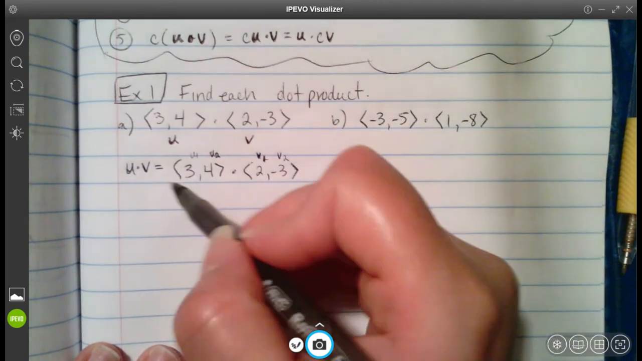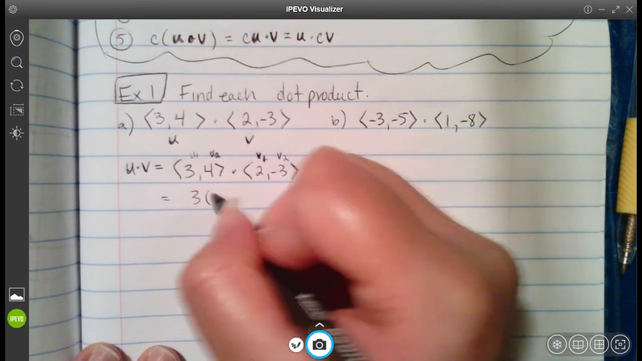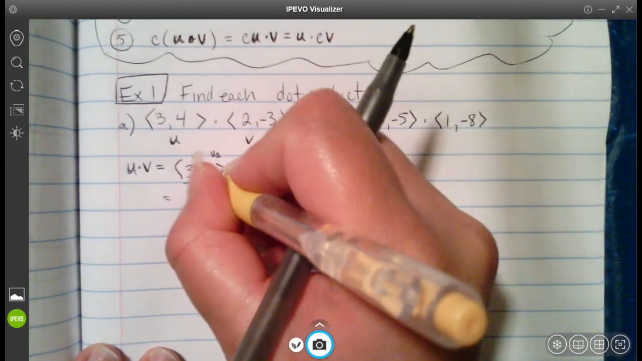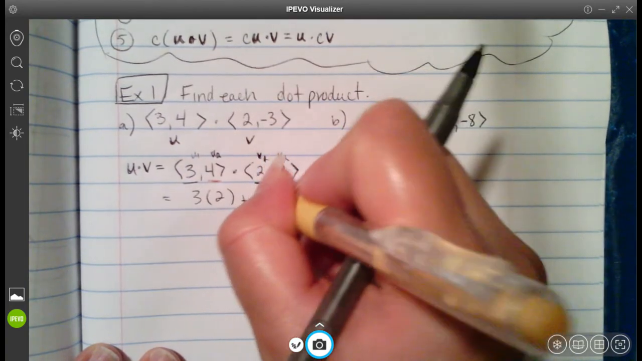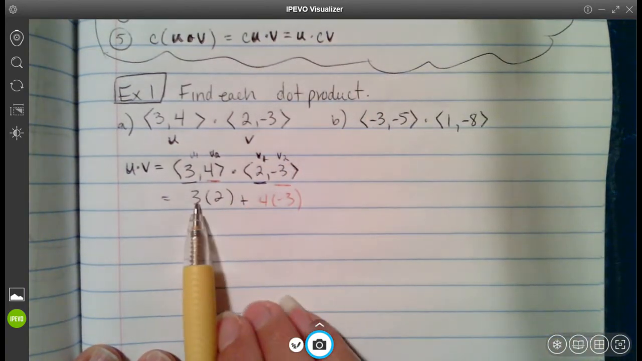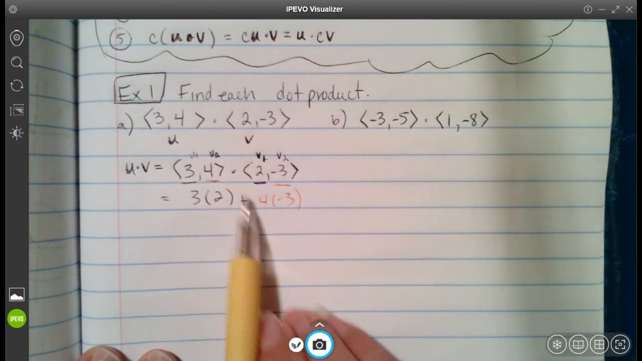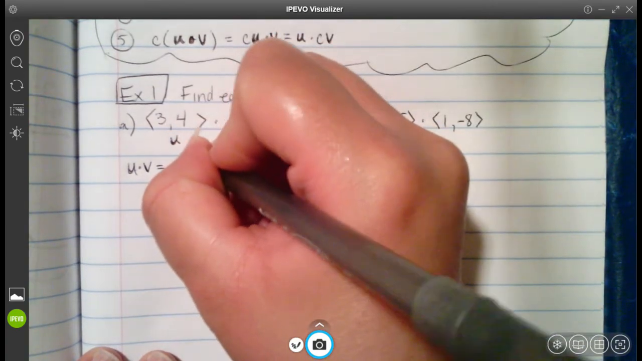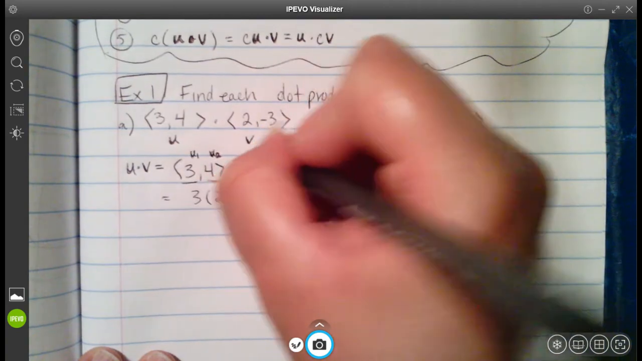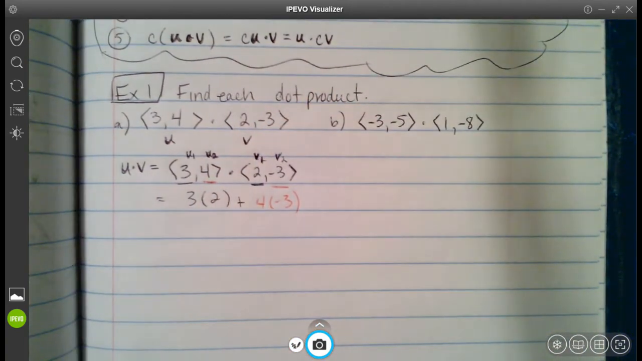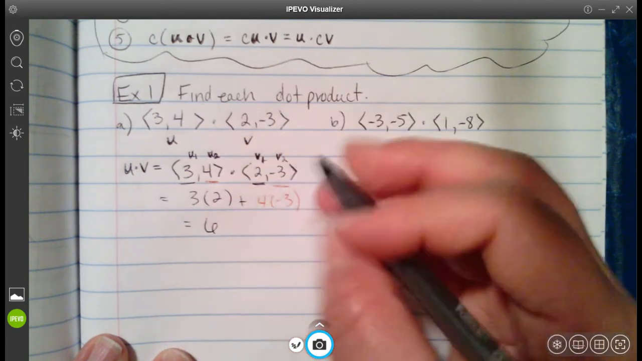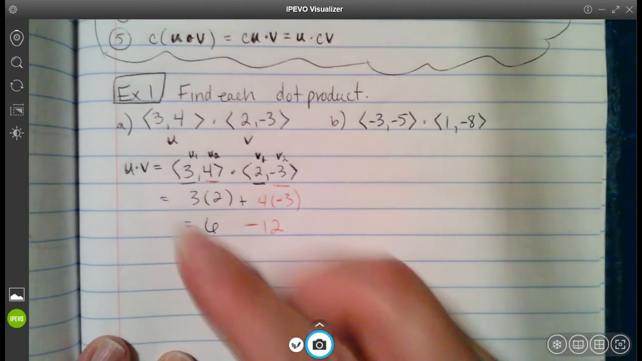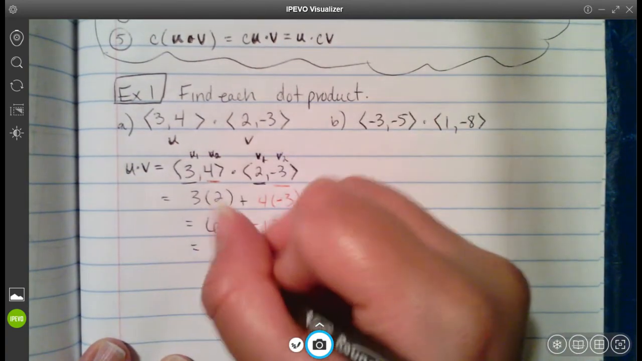All right, so what we do is we take our first numbers. So we're going to do 3 times 2, plus the second numbers, 4 times negative 3. That gives us u1 times v1 plus u2 times v2. It's kind of hard to see there. So we have 3 times 2 is positive 6. 4 times negative 3 is negative 12. And 6 minus 12 is equal to negative 6.